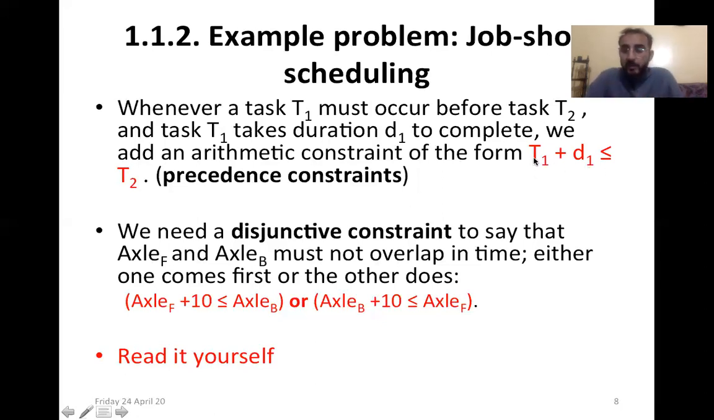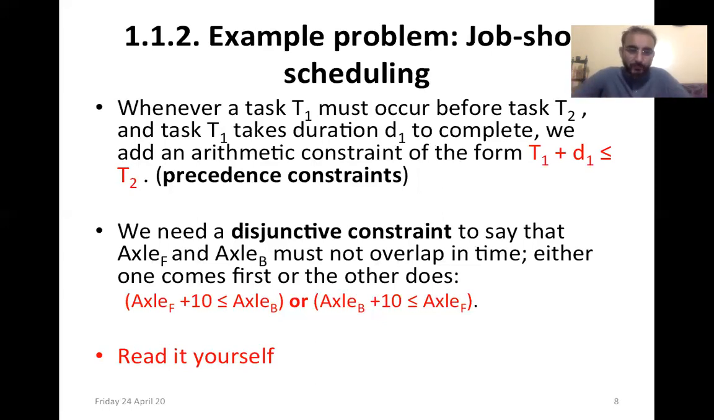So this is the form, if you look at the slides: T1 plus D1. D1 is the duration of task T1 that you are going to add, maybe it will take 1 hour or 2 hours. So T1 plus D1 will occur first, which means you can write it as less than or equal to T2. T1 plus D1 less than or equal to T2. This is your representation.